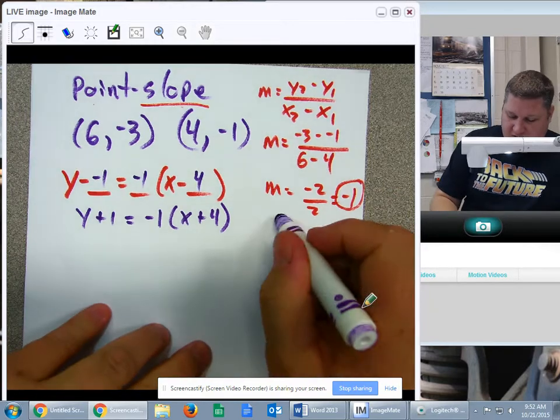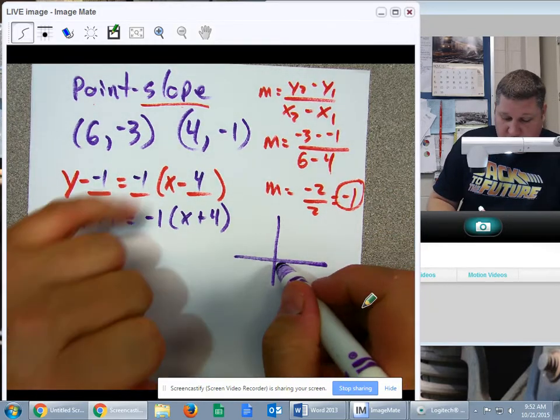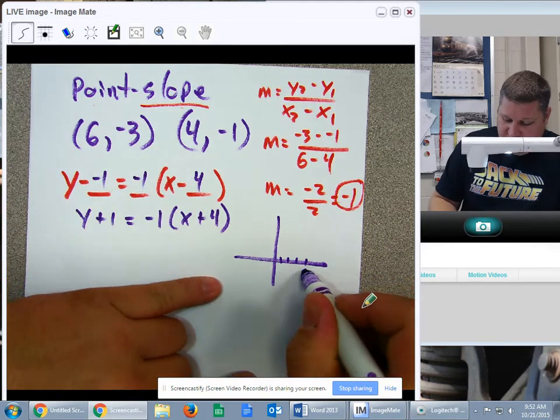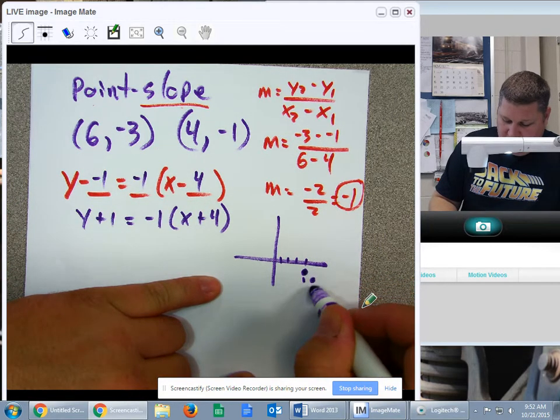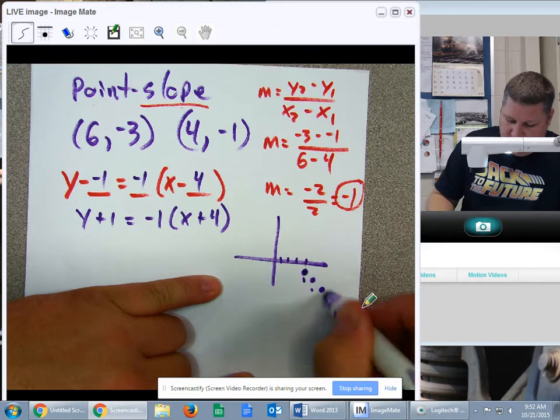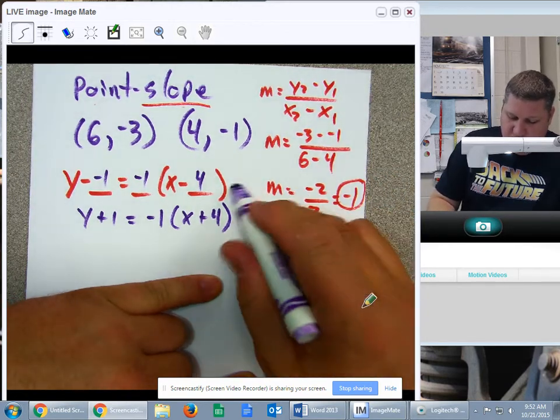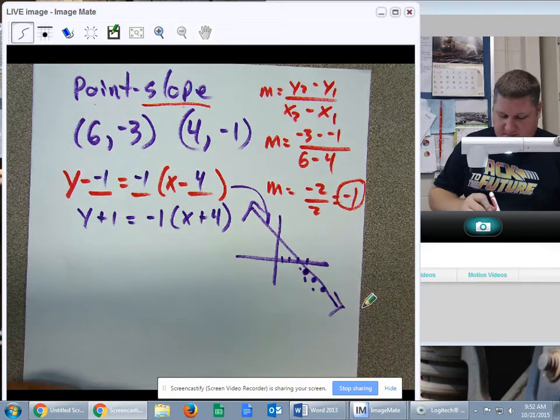And at this point, we can graph it. We go over 4, down 1. With a slope of -1, I go down 1 over 1, down 1 over 1. And I put the line on the graph, and it goes right through the point using the slope. Don't forget to put your equation on the line.